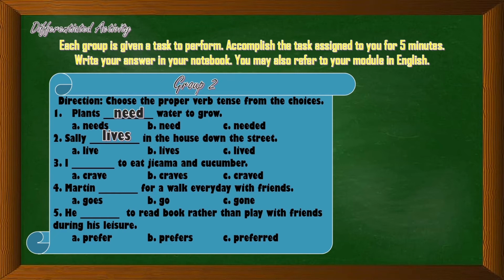Number 3. I blank to eat jicama and cucumber. Craved. The correct answer is crave. Martin blank for a walk every day with friends. Letter A goes, B go, C gone. The correct answer is Martin goes for a walk every day with friends. Number 5. He blanked to read book rather than play with friends during his leisure. A prefer, B prefers, C preferred. The correct answer is prefers.